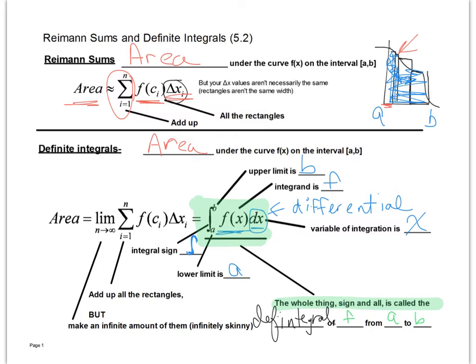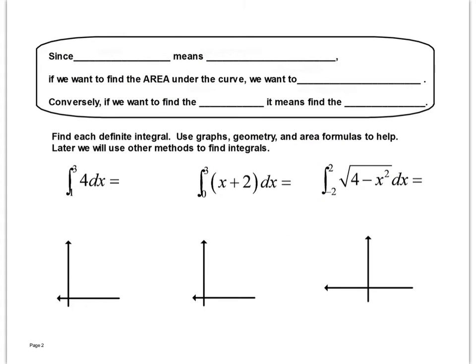Now, if we take an infinite number of these little rectangles of height f of x and delta x our width, we can simplify that by writing it like this. And now we're going to talk about how we find some shortcuts to do those integrals, definite integrals. All right, since integral means area, if we want to find area under the curve, we want to take the integral.